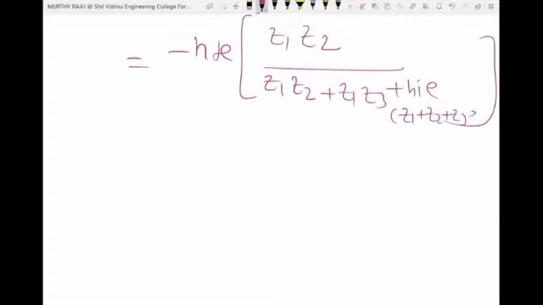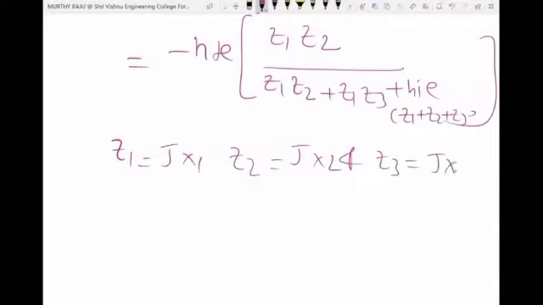Now Z1, Z2, Z3 are reactive elements. For reactive elements, substitute these Z1 Z2 Z3 values: Z1 is equal to jx1, Z2 is equal to jx2 and Z3 is equal to jx3. Substitute these values in the above equation.